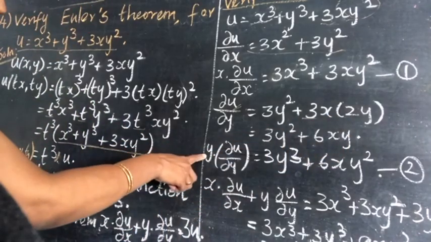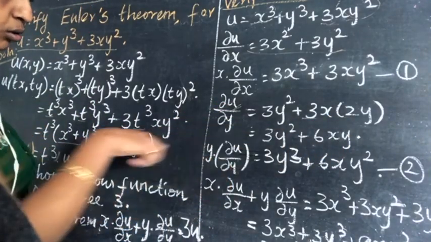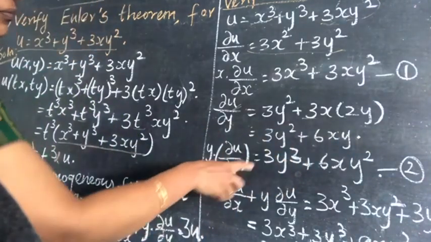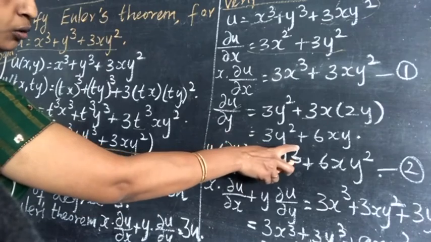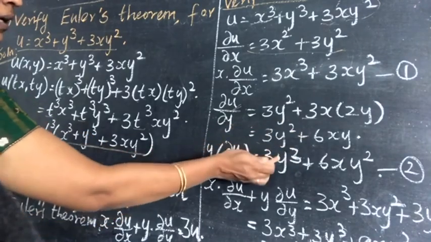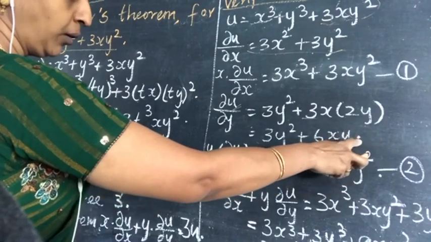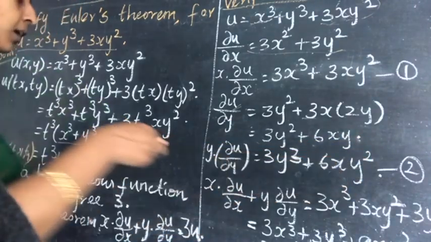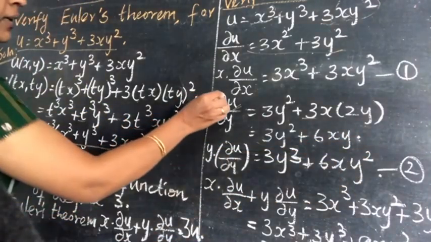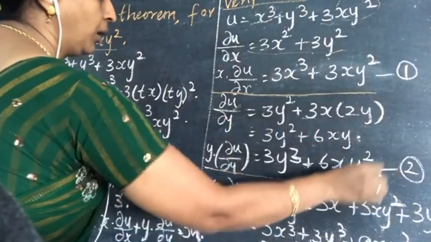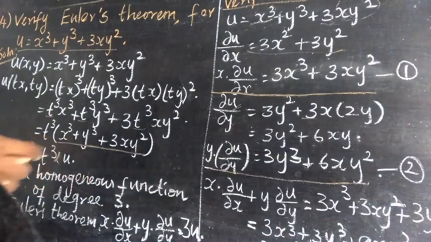We have to find y into dou u by dou y. While multiplying this equation with y, it will become 3 into y cube. 3y square multiplied by y is 3y cube, plus 6xy into again y. So, it is 6xy square. So, x dou u by dou x and y dou u by dou y, we marked it as 1 and 2. Now, we have to add it.